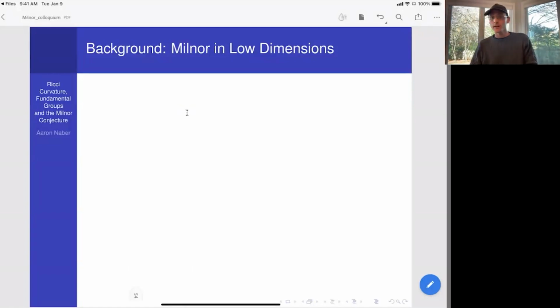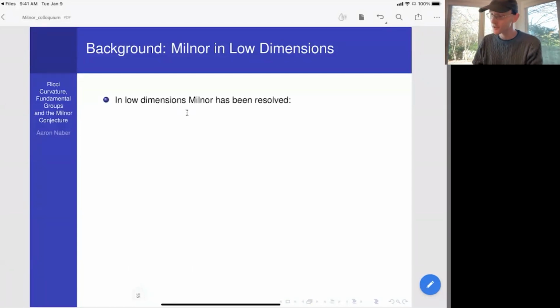And my last little points on some sort of background results here is going to be the following. So it turns out the conjecture's been resolved in low dimensions. The main thing to really emphasize here is that every time the Milnor conjecture has been resolved, it's really because people have proved vastly stronger results, and the Milnor conjecture is an obvious consequence of it.